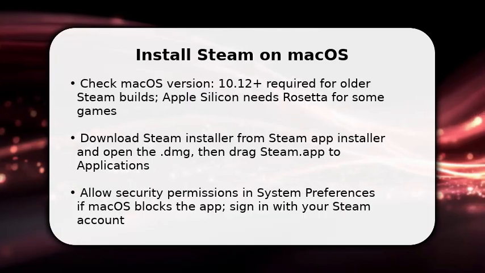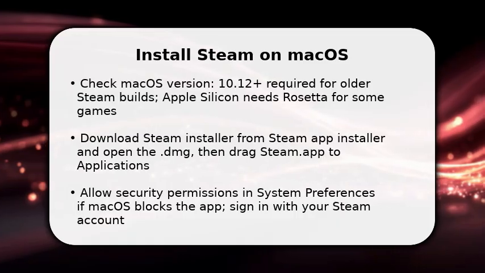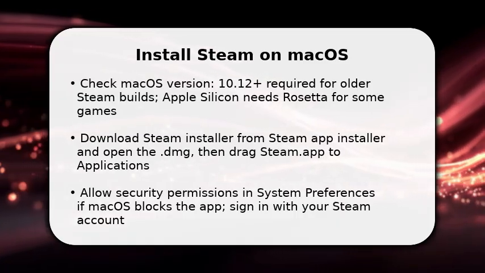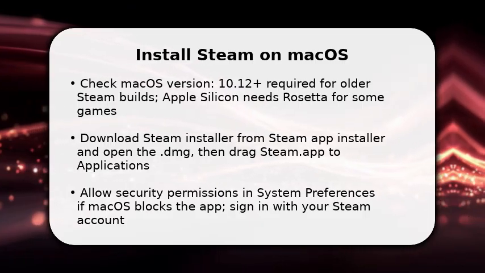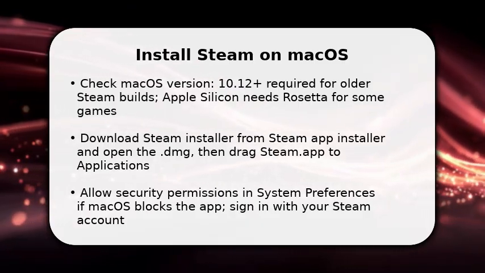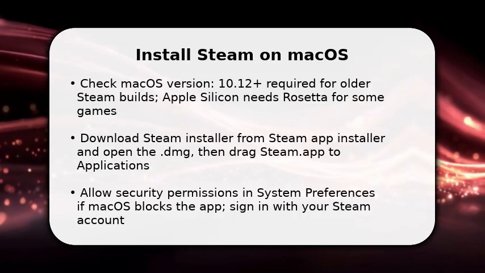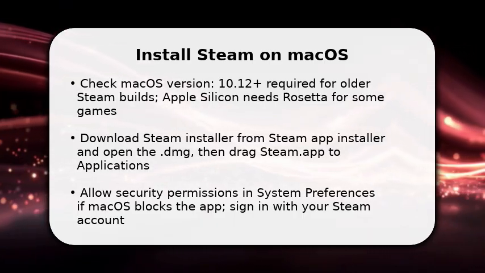You start by getting Steam installed so you can manage games. First, confirm your Mac OS version and whether you're on Apple Silicon. This matters for compatibility. Next, download the Steam installer, open the DMG and drag Steam app into Applications.